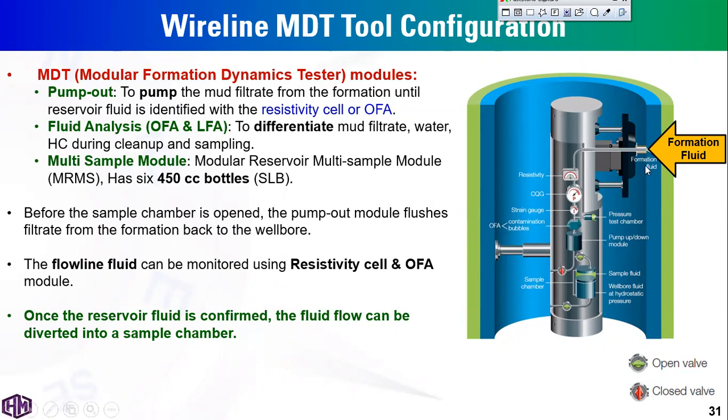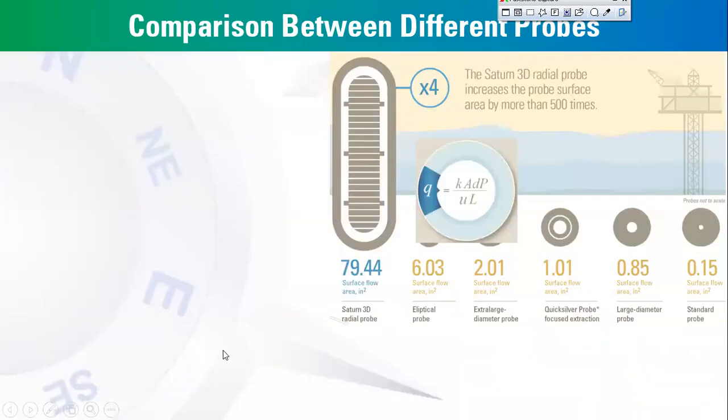Once the reservoir fluid is identified using the optical fluid analyzer, we can collect a sample using a multi-sample module. So the fluid will be diverted to this sample chamber by closing this valve after the process of pumping out.